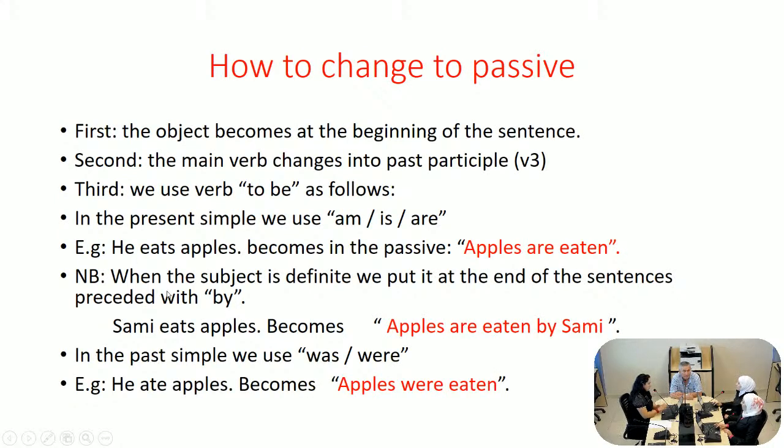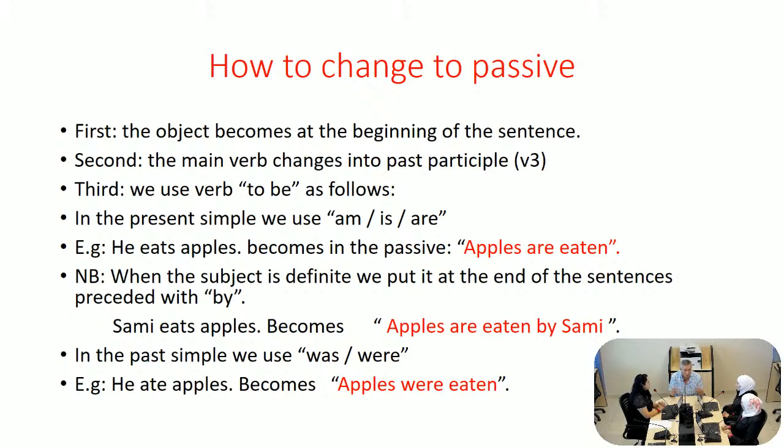How to change? First, the object goes at the beginning of the sentence. Second, the main verb changes into the past participle. Third, we use the verb to be before the verb, between the verb to be and the past participle. So we start with the object. The object goes at the beginning with all tenses. And the main verb changes to verb 3 in all tenses.